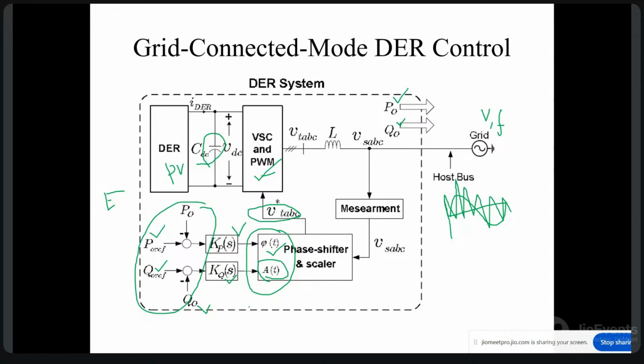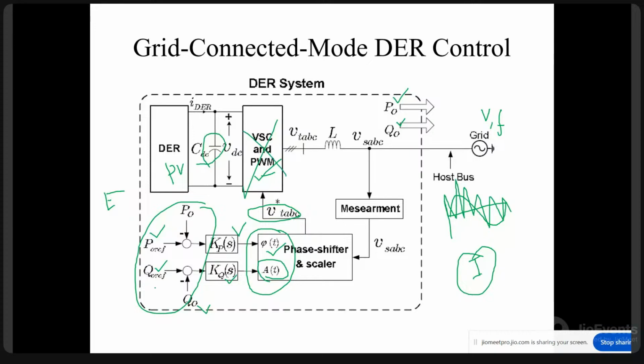Here the problem is something like this. We are directly controlling the real and reactive powers. To achieve the real and reactive powers, we are generating the voltage references, right? But what about the current? It can be any value. At least during the transients, the current may go to a higher value, which is going to damage the power electronic converter.